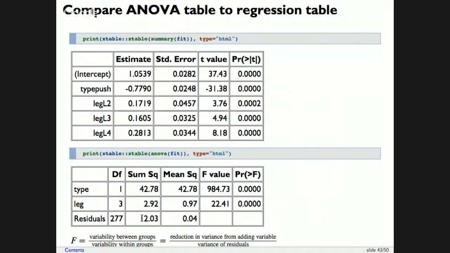The sum of squares is, so let's start from the bottom and go up. The sum of squares of residuals is just what it sounds like. If you take your residuals from the model, square them, and add them, you'll get 12.03. And then the mean square for that is just taking the sum of squares and dividing by the number of degrees of freedom. So 12.03 divided by 277 will give you 0.04.